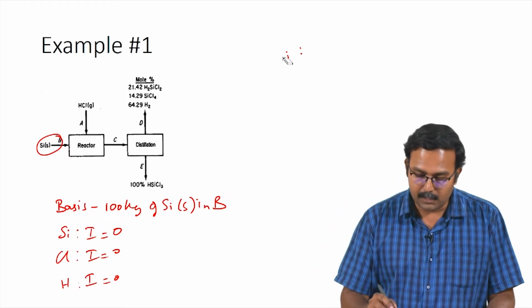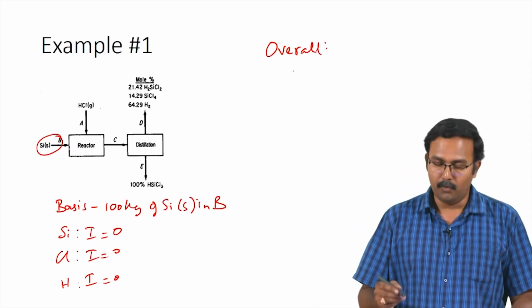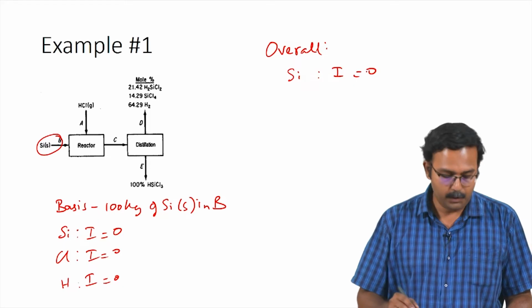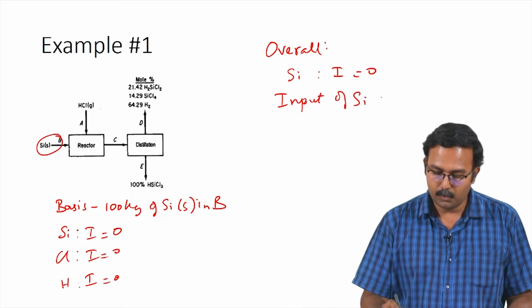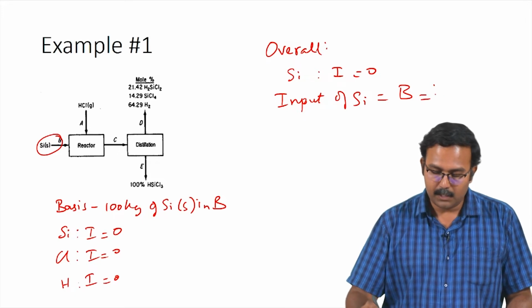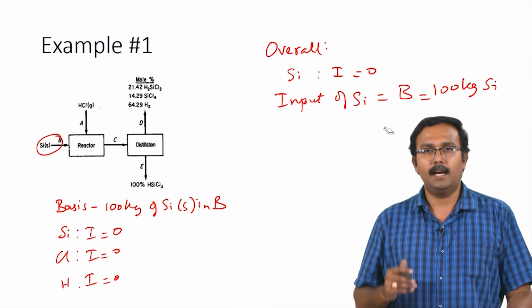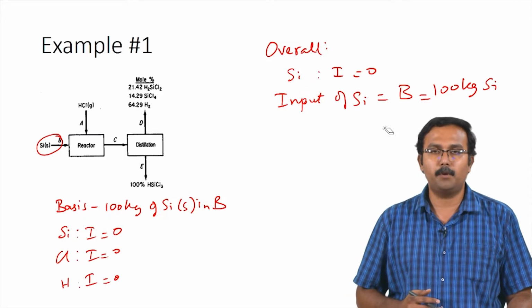Considering the overall system, the silicon balance can be written as, for the overall system, silicon balance is input equals output. So, input of silicon is only through the stream B, which is 100 kilograms of silicon. So, the basis has been taken as 100 kilograms of silicon based on the information given in the problem.